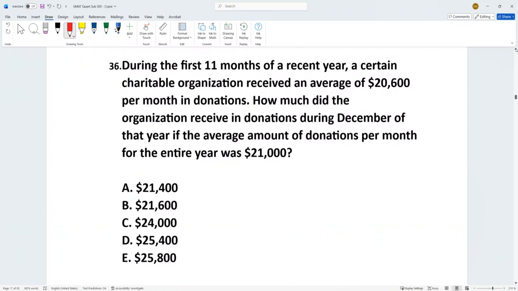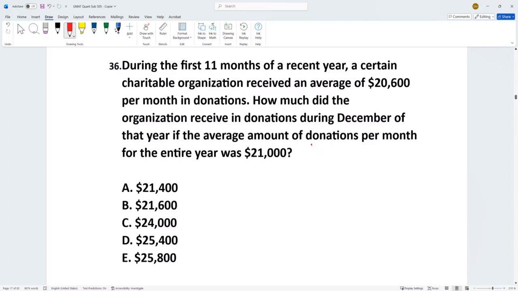Question 36. During the first 11 months of a recent year, a certain charitable organization received an average of $20,600 per month in donations. How much did the organization receive in donations during December of that year if the average amount of donations per month for the entire year was $21,000?